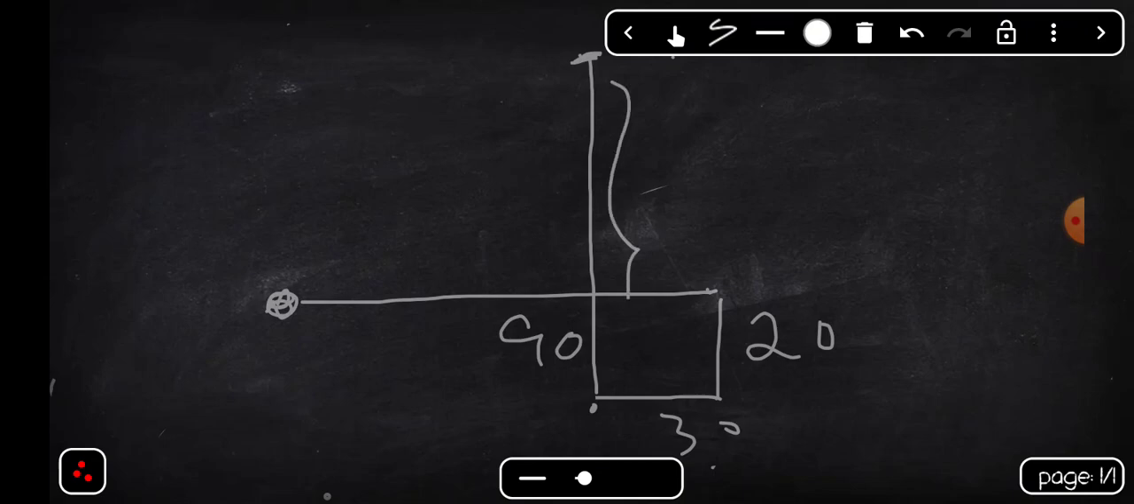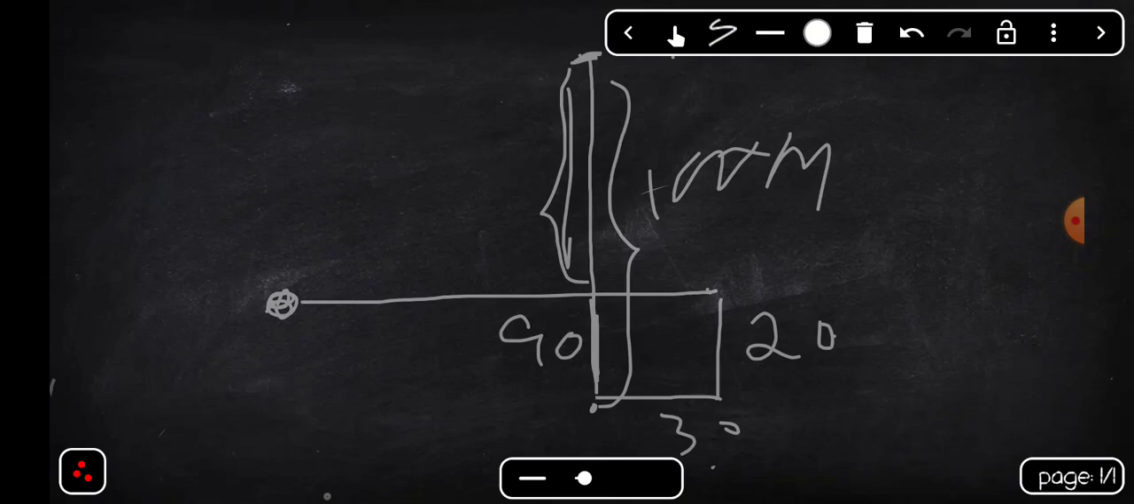This is the 100 meter. This is the 20 meter. Then it will be 80 meter. This is the 30 meter. That means this will be 60 meter.